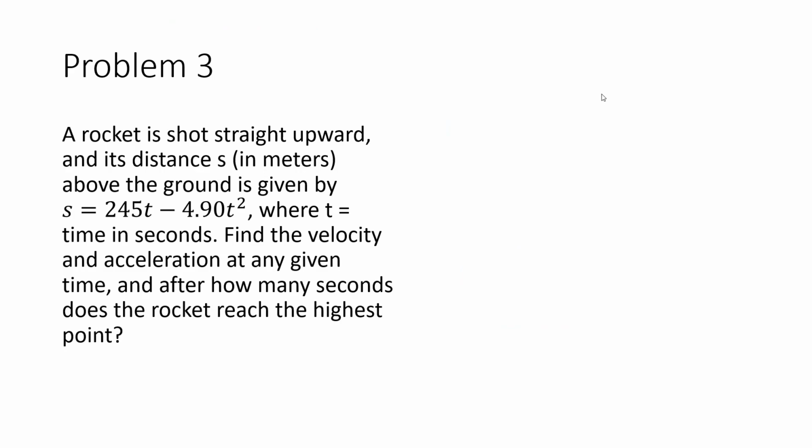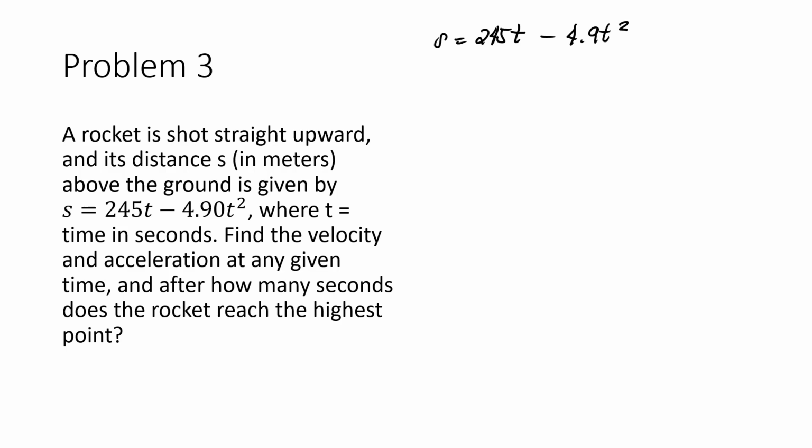A rocket is shot straight upward and its distance s in meters is given by the function s is equal to 245t minus 4.9t squared, where t is time in seconds. Find the velocity and acceleration at any given time, and after how many seconds does the rocket reach the highest point. So we have here our function. s is equal to 245t minus 4.9t squared.